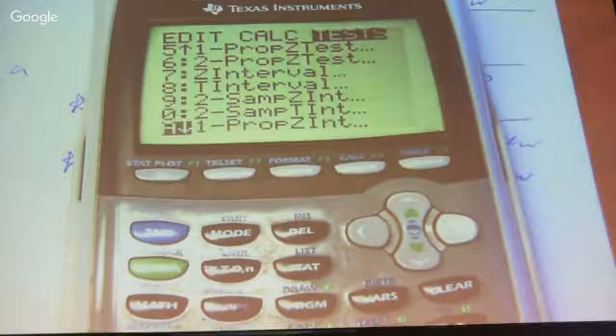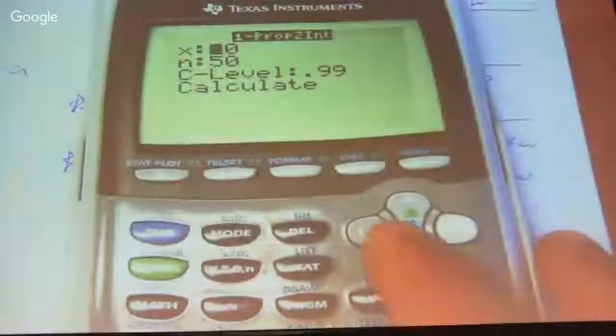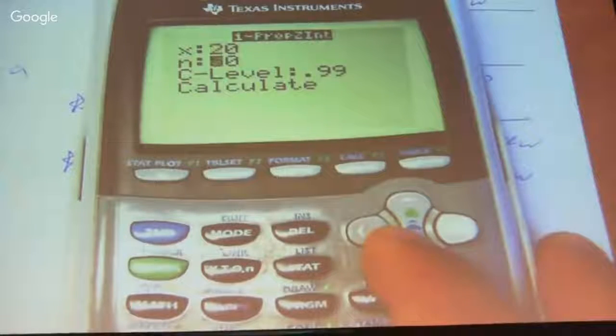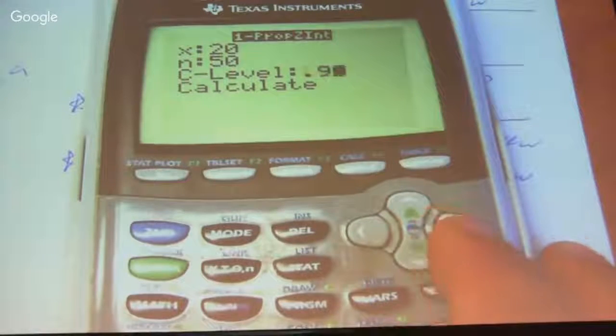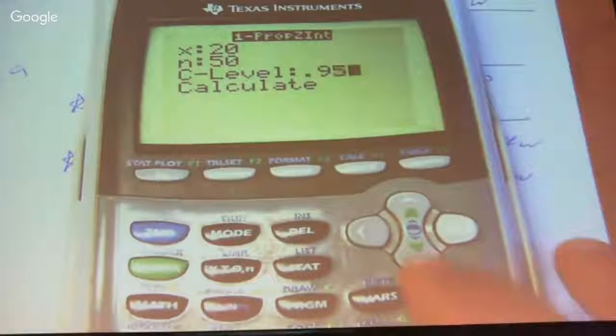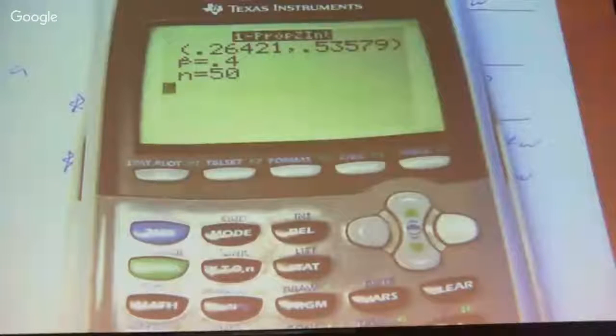Again, your calculator is pretty smart, so it knows your next step is to plug in. What does the calculator want? The fraction. So 20 over 50. How confident? 95. Go to calculate. Now, it may be a little off. It's like 1% off. But remember, because of the rounding, it's going to be a little bit off. So as long as it's close, that's a great way to check your work. We good? 1 down, 4 to go.